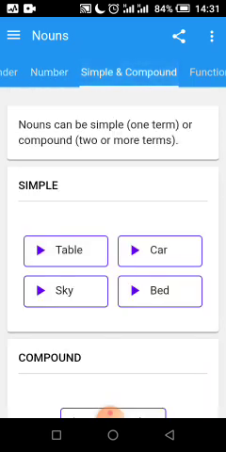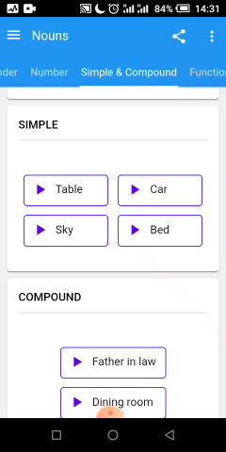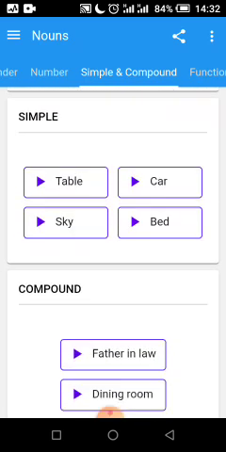Now, nouns can also be simple or compound forms. The simple will refer to one term or one idea, while the compound form has two or more terms to describe it. The simple forms we have there, you have table and car, then sky, and lastly bed. And the compound forms, we have something like father-in-law and dining room. We have teacup, and we have taxi driver. So all these ones are the compound forms and the simple forms that I showed you the other time.